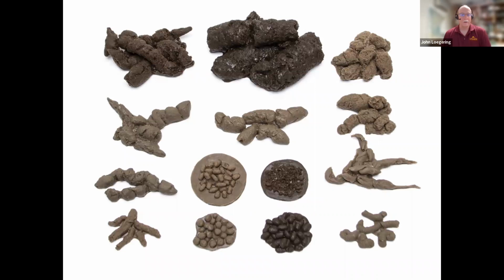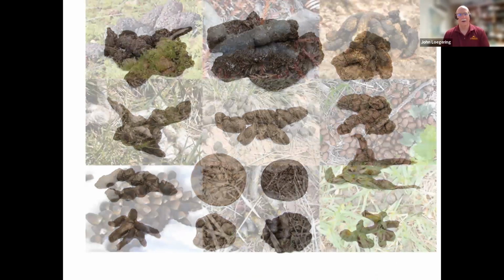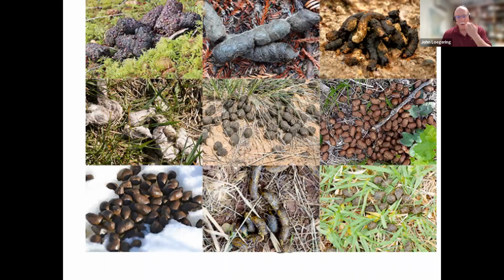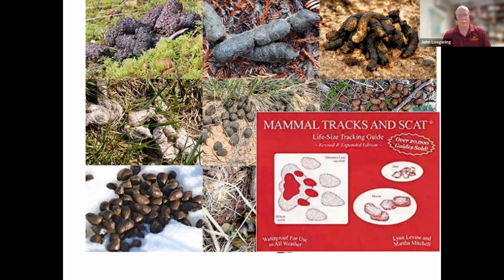You can even buy plastic models that you can use to practice your scat identification. And that way, when you get out into the field, you're ready. Some of these are repeats, but many of them are all unique. The first thing that you do is probably want to grab a field guide of some sort. And there are all sorts of field guides available. I've got probably 10 here on my desk.